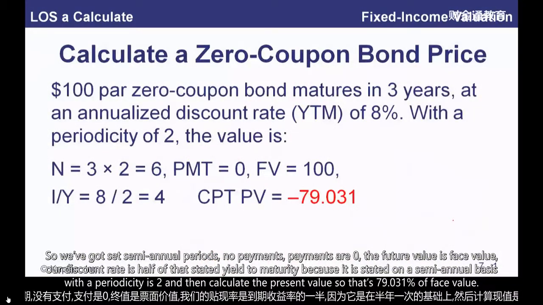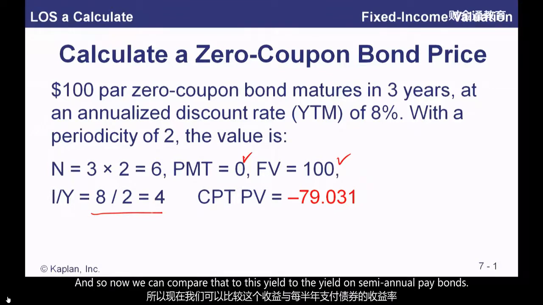So we've got 6 semi-annual periods, no payments. Payments are 0. The future value is face value. Our discount rate is half of that stated yield to maturity because it's stated on a semi-annual basis or with a periodicity of 2, and then calculate the present value. So that's 79.031% of face value. And so now we can compare that to this yield, to the yield on semi-annual pay bonds.